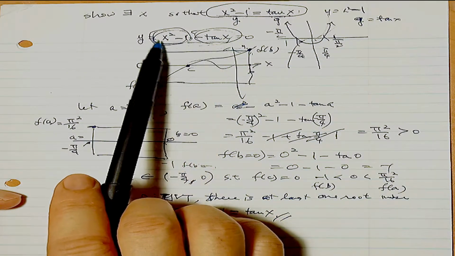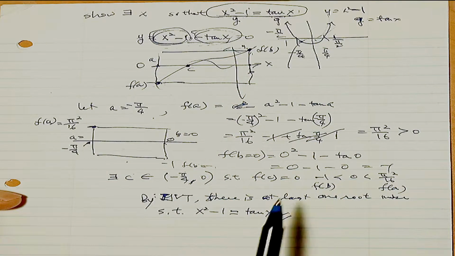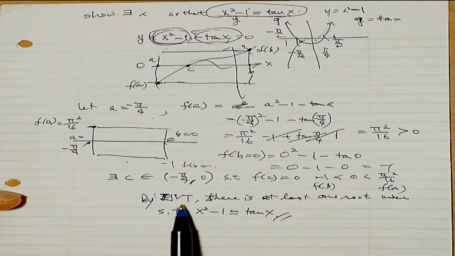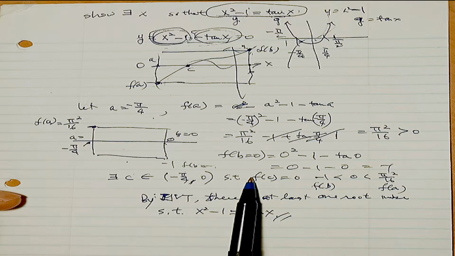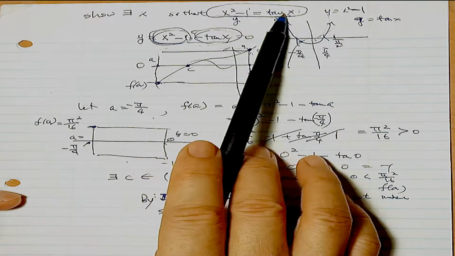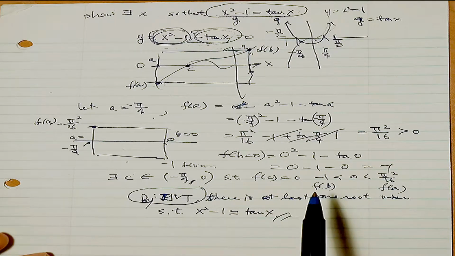And since when we plug in -pi/4 it turned out to be a positive number, then you can say between -pi/4 and 0, you have such a number where this function is 0, which means these are equal to that by the intermediate value theorem. The other thing you must say is by intermediate value theorem. Okay, so that is the technique.